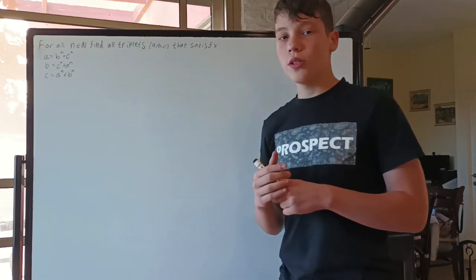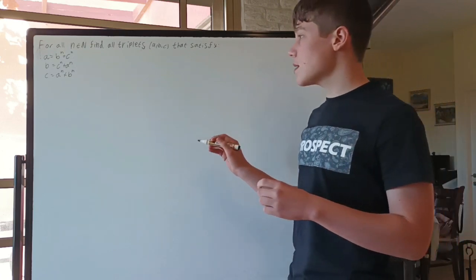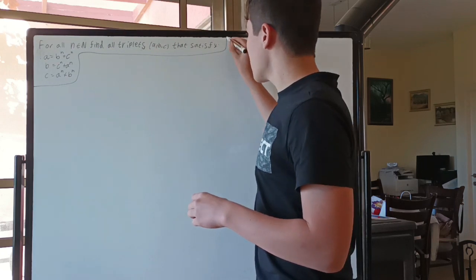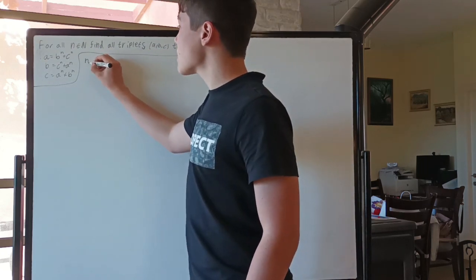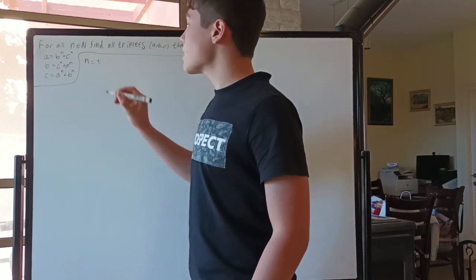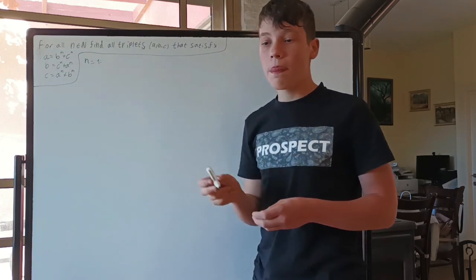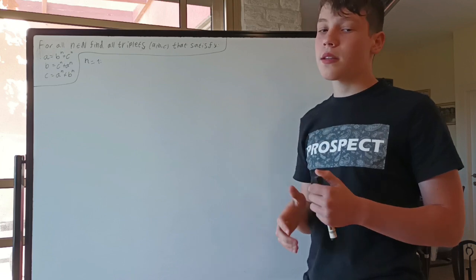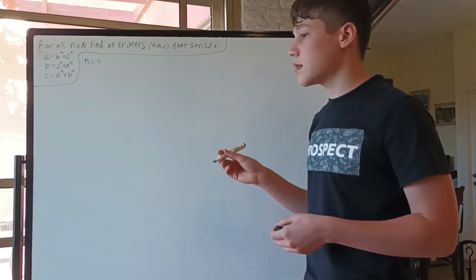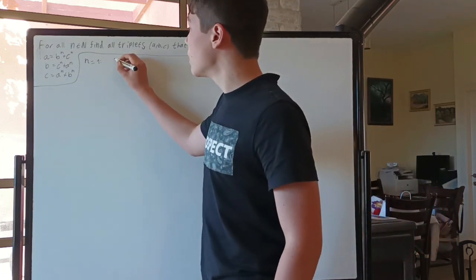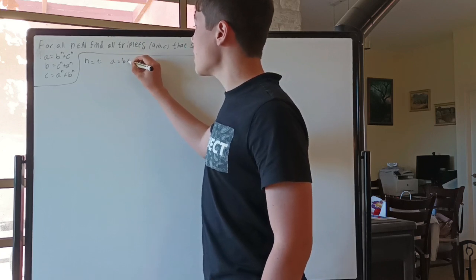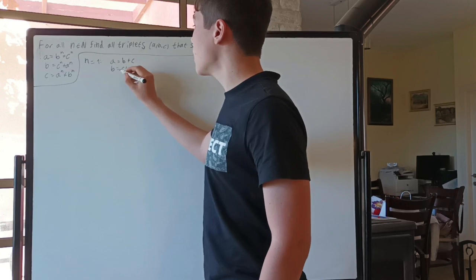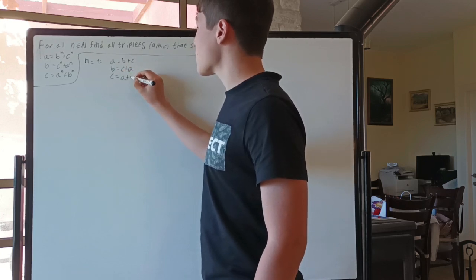So the first thing we're going to do is look at specifically the case n equals 1. This is a simple case, but as we continue with the problem, we'll have to assume that n is not 1. So let's get rid of this case real quick. So a is equal to b plus c, b is equal to c plus a, c is equal to a plus b.